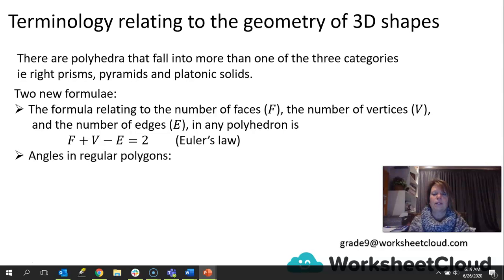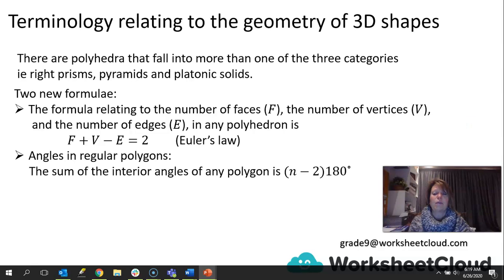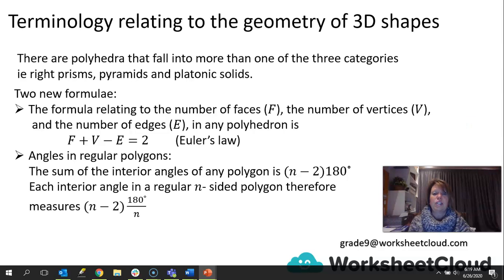The next formula is angles in regular polygons. So there's a formula to work that out. The sum of the interior angles of any polygon is n minus 2 times 180. Each interior angle in a regular n-sided polygon therefore measures (n minus 2) times 180 over n. And I'll explain a little bit more on that later.